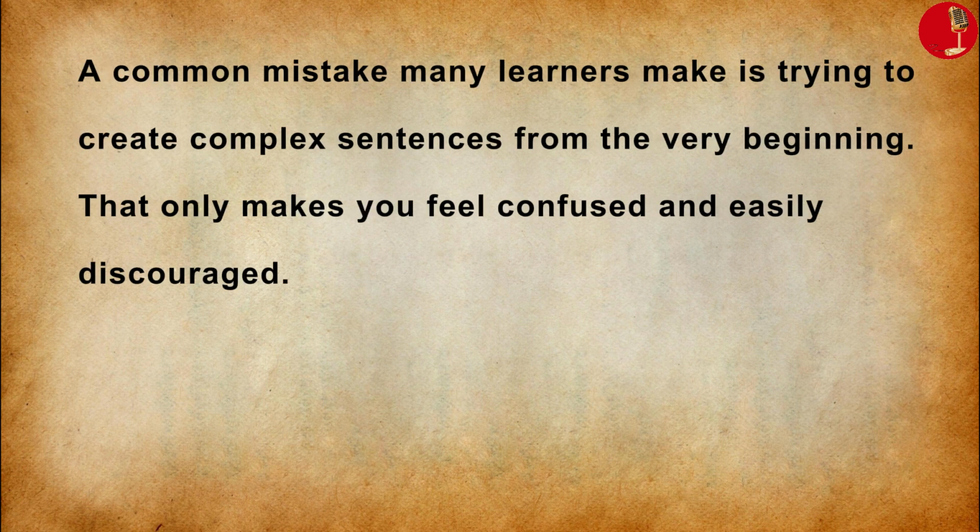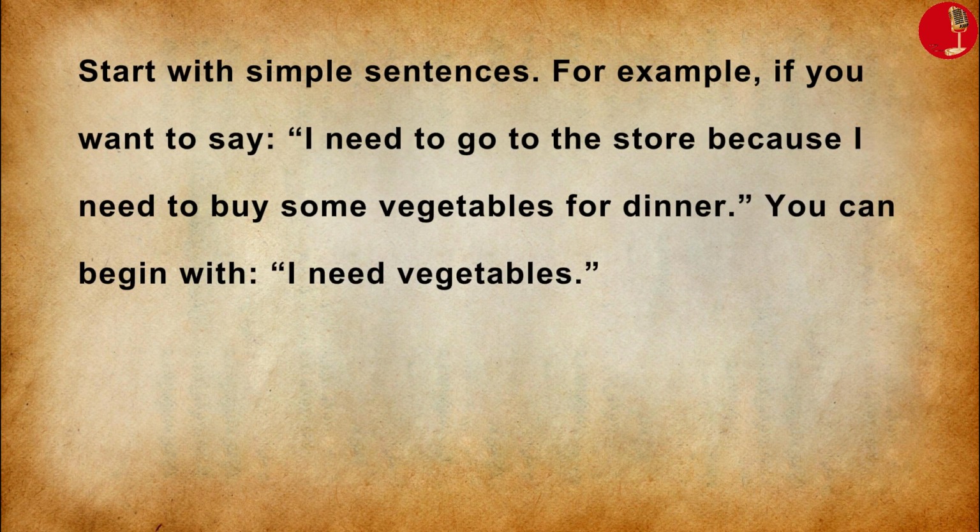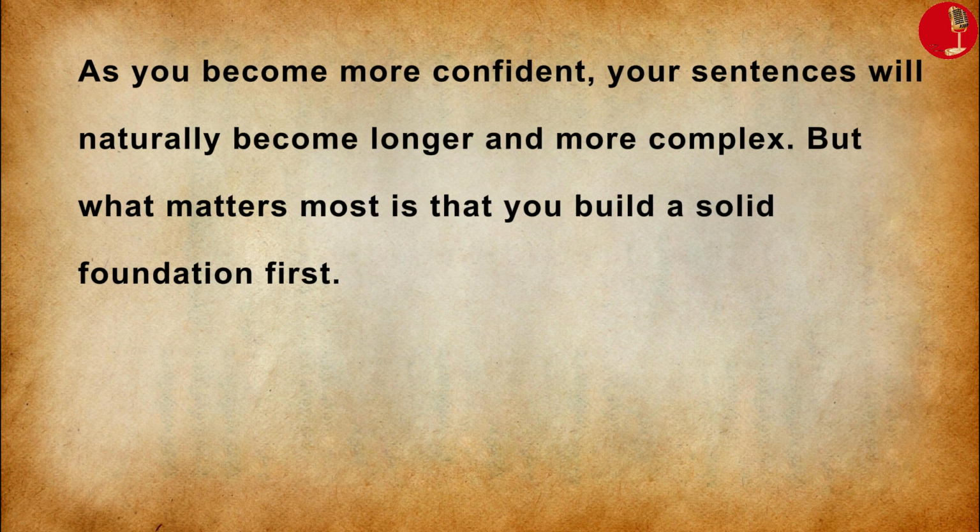A common mistake many learners make is trying to create complex sentences from the very beginning. That only makes you feel confused and easily discouraged. Start with simple sentences. For example, if you want to say, "I need to go to the store because I need to buy some vegetables for dinner," you can begin with, "I need vegetables." As you become more confident, your sentences will naturally become longer and more complex. But what matters most is that you build a solid foundation first.